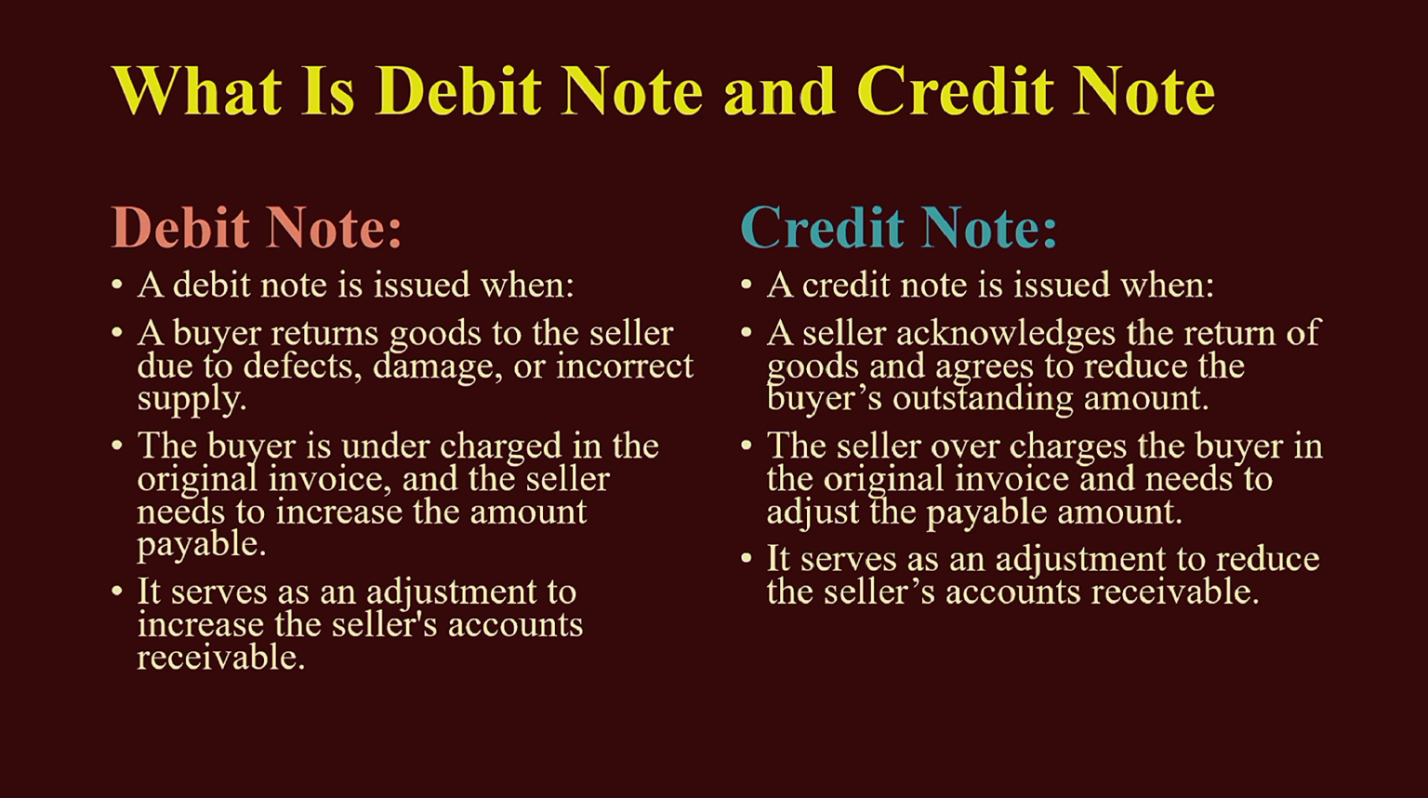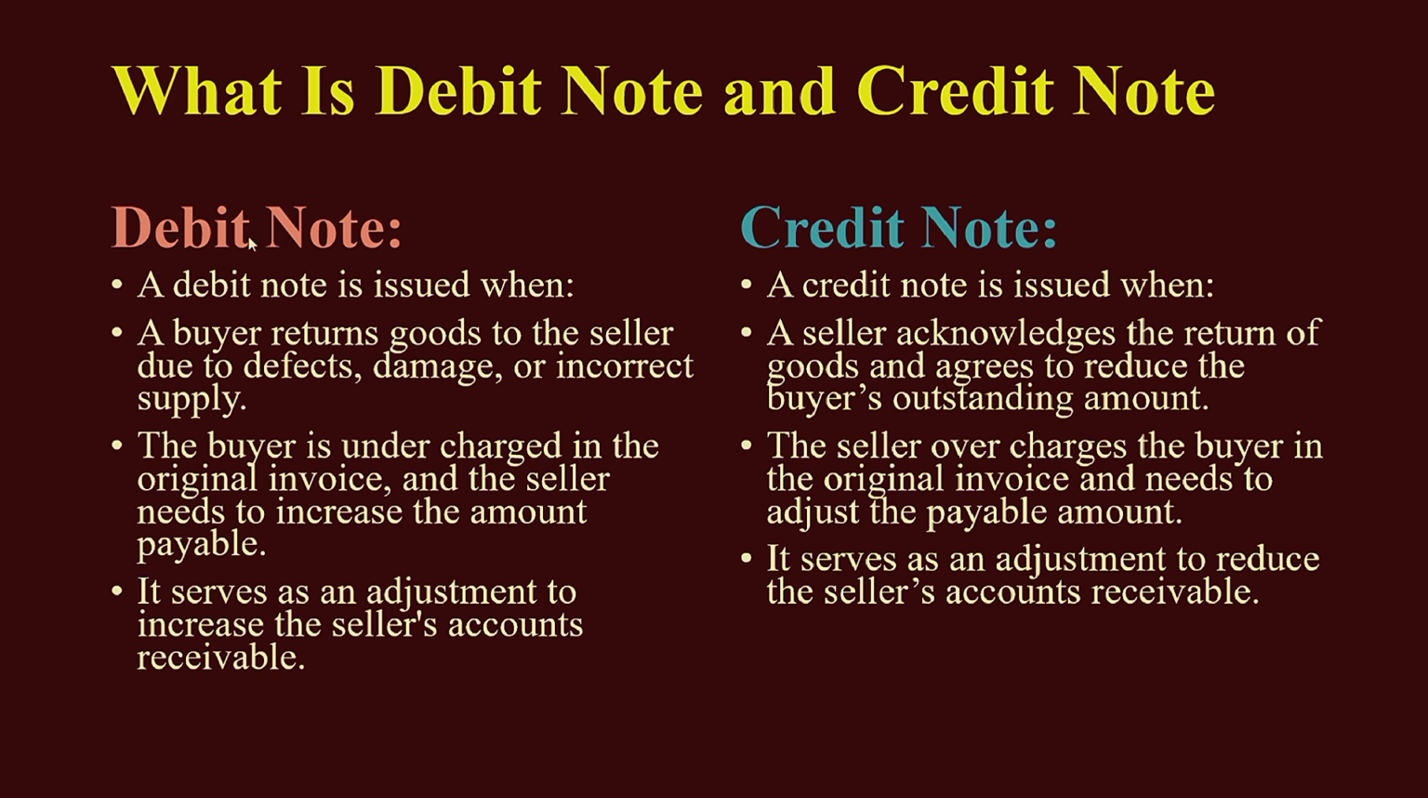When we talk about the introduction of these terminologies, debit note is issued when a buyer returns goods to seller due to defect, damage, or incorrect supply. While a credit note is issued when seller acknowledges the return of goods and agrees to reduce the buyer's outstanding amount.